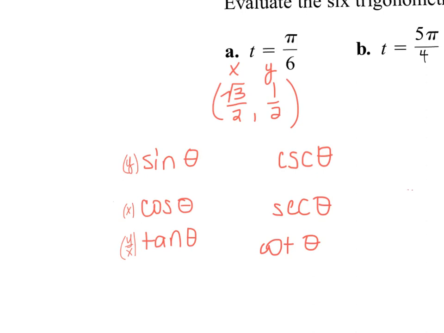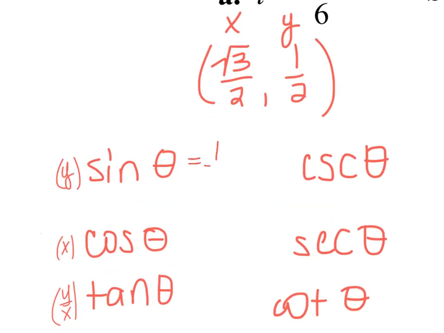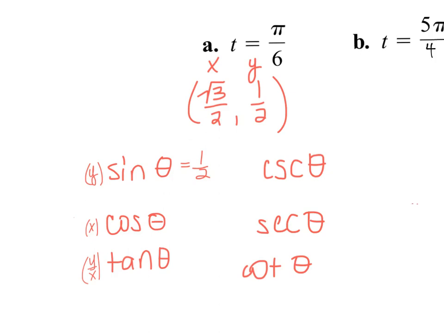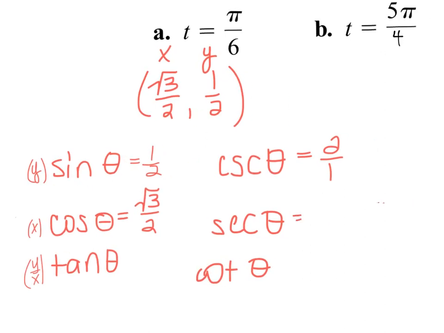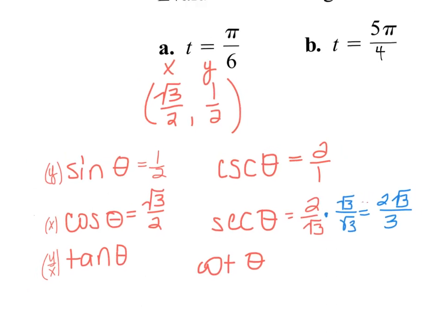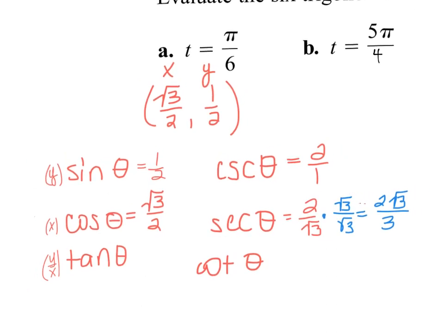So the sine of theta is my y value, so that would be 1/2. So my reciprocal of 1/2 would be 2/1. That's my cosecant value. My cosine of theta is x value, which is √3/2. So that means my secant would be flipped over, 2/√3. And then we say, uh-oh, we have a radical in the denominator. We can't have that. So we're going to rationalize top and bottom by √3. And we're left with 2√3/3.